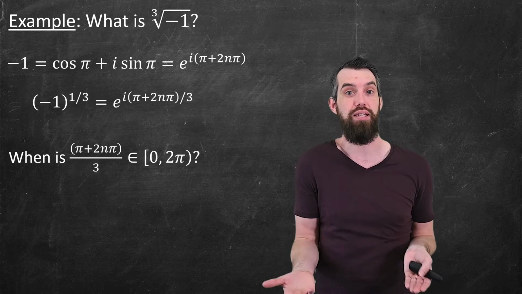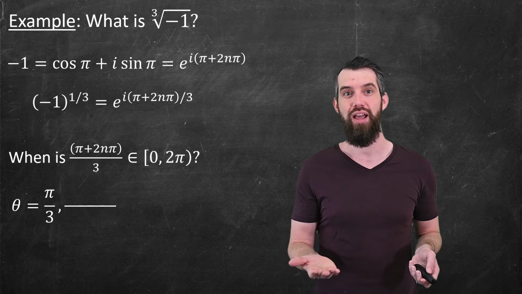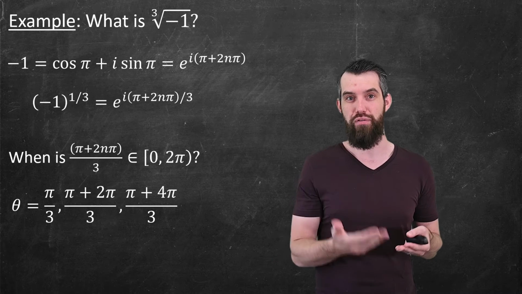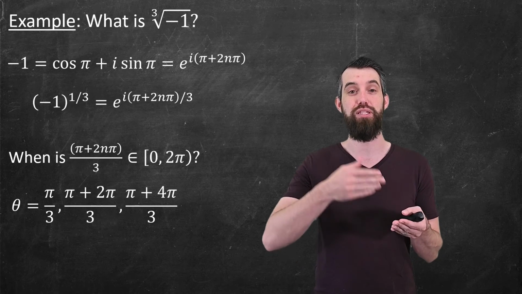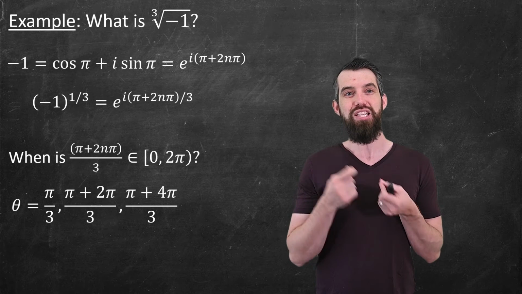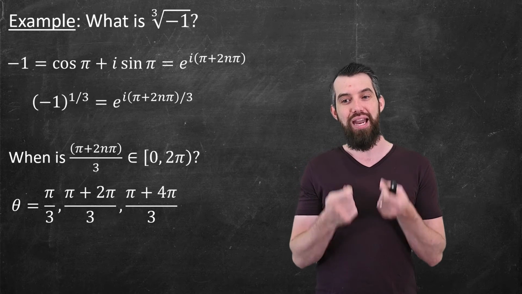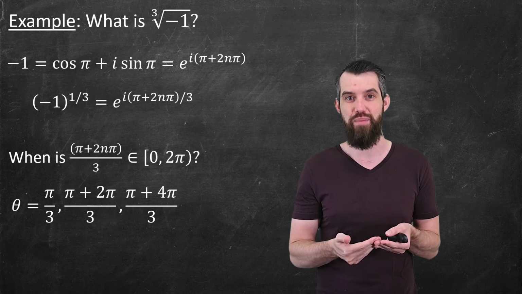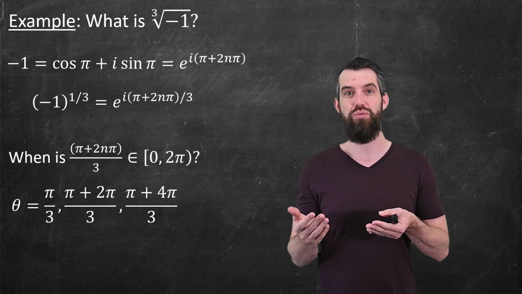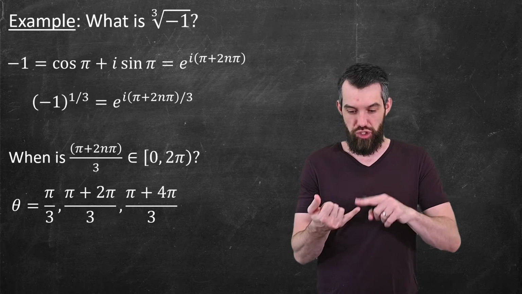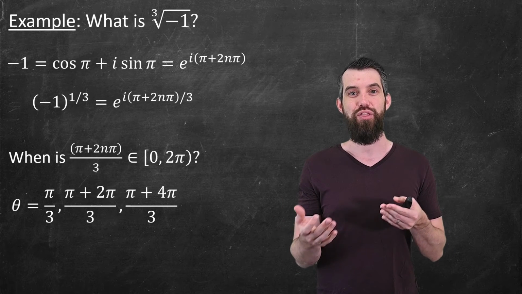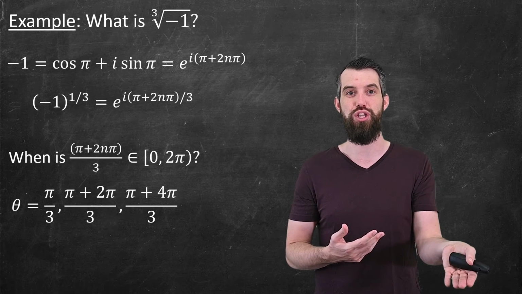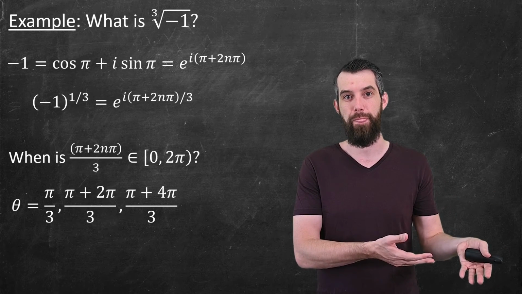Okay, well, let's just try listing them for various values of n. If n is equal to 0, it's just pi over 3. If n is equal to 1, then it's pi plus 2 pi over 3. If n is 2, then it's pi plus 4 pi over 3. If n is 3, then I would end up with 7 pi divided by 3, which is larger than 2 pi. So, in fact, there are only 3 values of n, 0, 1, and 2, such that the resulting theta lies between 0 and 2 pi. All the other values of n are just going to repeat these numbers over and over again. Okay, so this is really good.